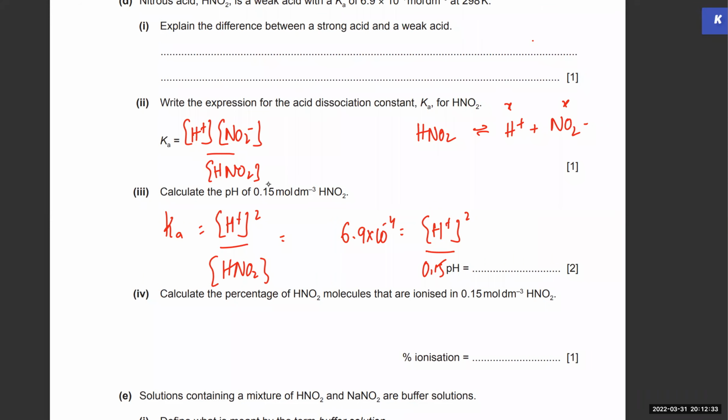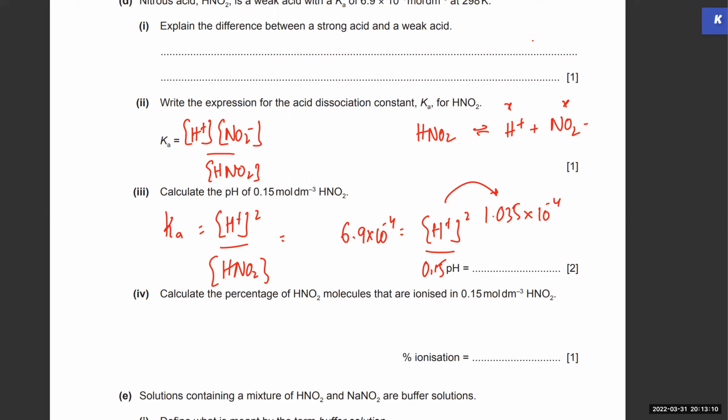I think we did this part yesterday. 1.035 times 10 to the power -4. That was the constant. Okay, so that's the concentration of H+. So how do you find pH? You take the negative log of that, and you'll be able to find the pH.